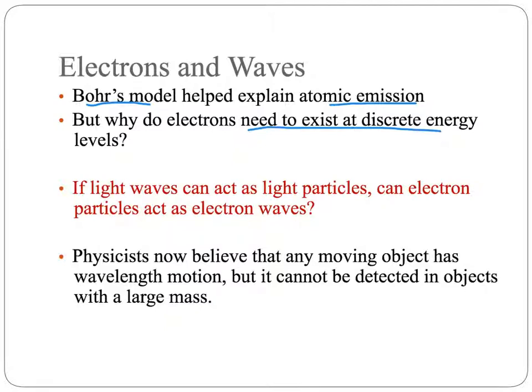The thinking is, if light waves can act as light particles as well as waves, can electron particles also act as electron waves? There actually is some pretty solid experimental evidence that affirms this that we're not getting into in this course. But incidentally, physicists now believe that any moving object has wave-length motion, but we can't detect it in objects with a large mass because the wavelengths are extremely small. Mass is in the denominator in the equation, and so something with a small mass ends up with a larger wavelength, and it can be detected.